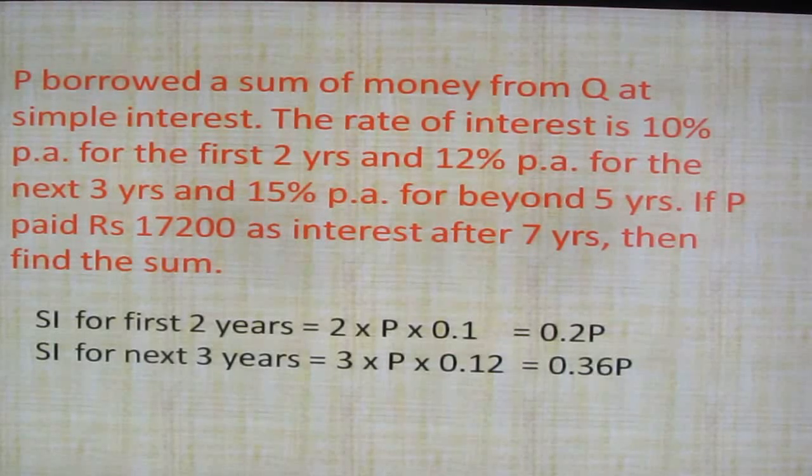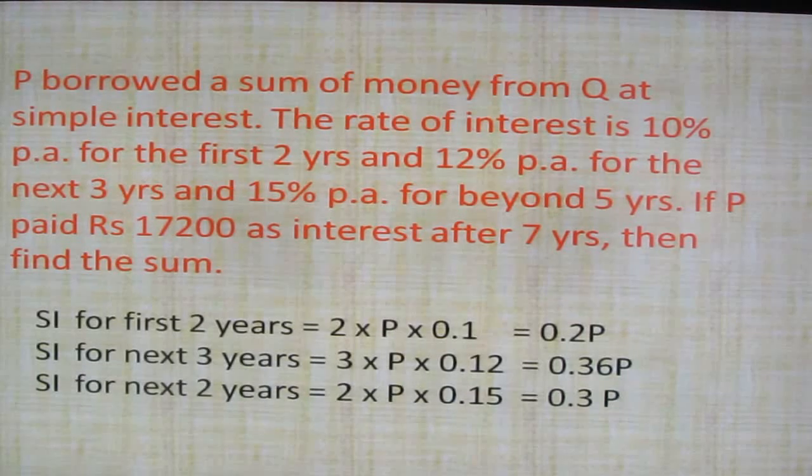The question says beyond 5 years it is 15%. Already 5 years are over, right? Now the interest after 7 years means the balance 2 years. Because total tenure is 7 years, already 5 years are over. Now hereafter the interest will be 15%, right? What is 15%? 0.15. So 2 into P into 0.15, that is 0.3P.